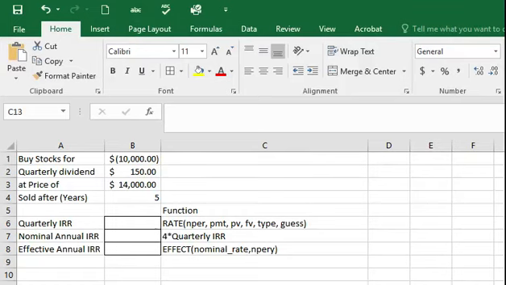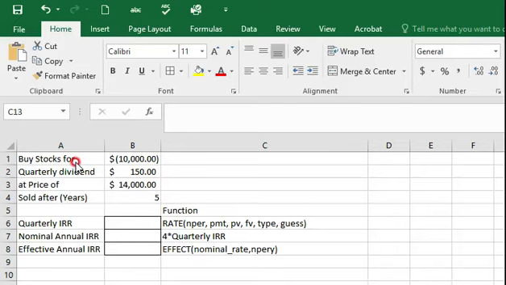Alright, let's solve the next sample question, which is very similar to sample question number 3, which we solved previously. In this example, I'm going to introduce you to a new function called effect, which can calculate the effective interest rate when the nominal interest rate is given.